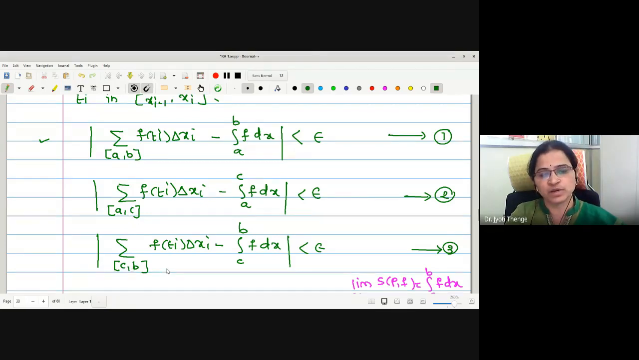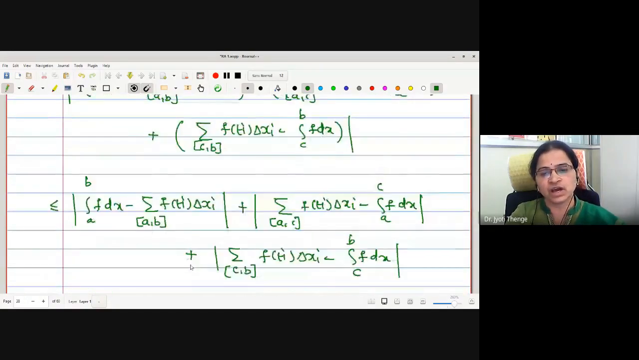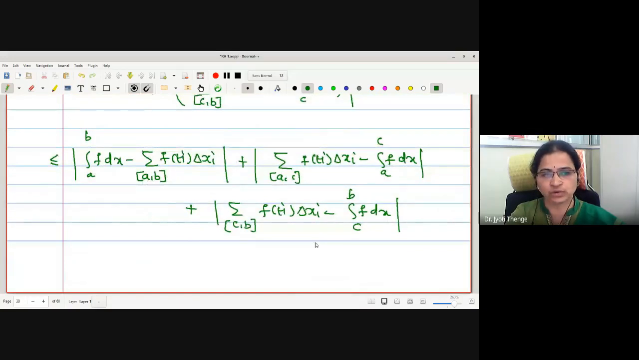Similarly for AC and similarly for CB. And here we have the three terms similar to that only. In the first, we can interchange the positions as we are taking the modulus. So every term is less than epsilon. Every term in this statement is less than epsilon.